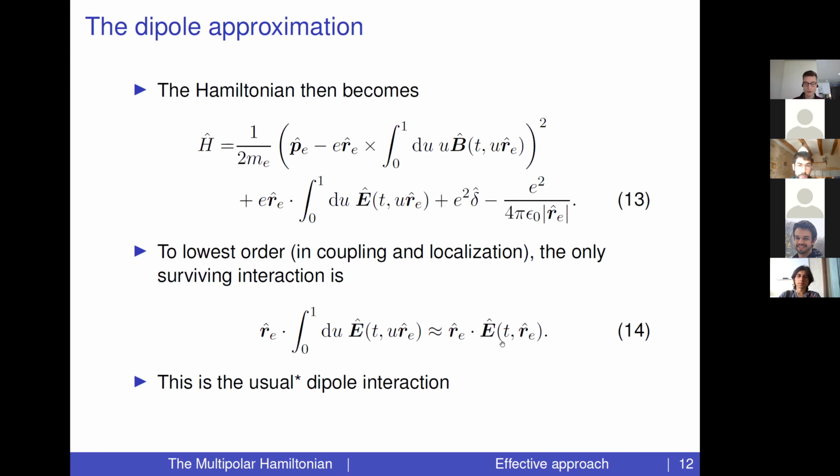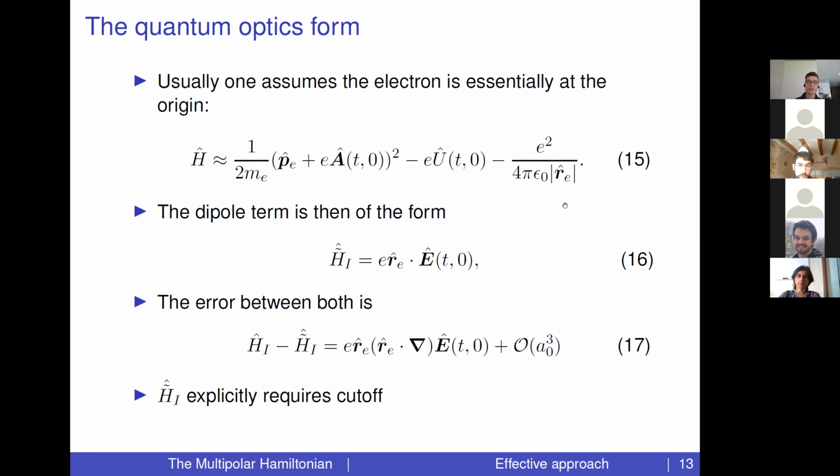So this is the usual dipole interaction, but not quite the right dipole interaction. The usual form, as might be more familiar to quantum opticians, is a different form. So let us assume now something more before we derive this new gauge Hamiltonian.